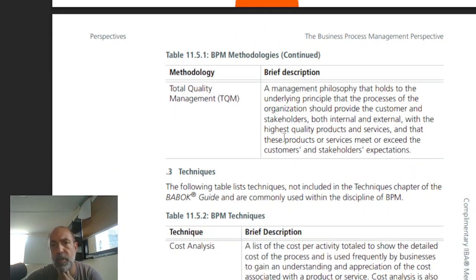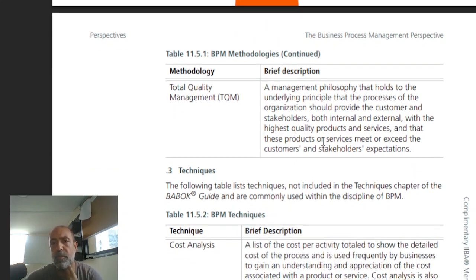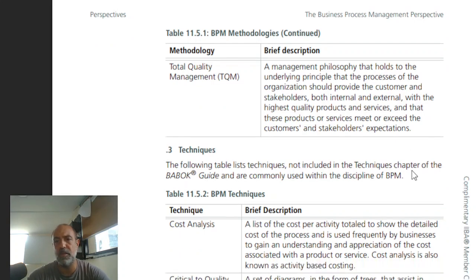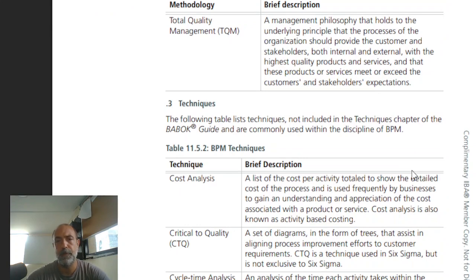Total quality management is a management philosophy that holds the underlying principle that the processes of an organization should provide the customer and stakeholders, both internal and external, with the highest quality products and services, and that these products or services meet and exceed the customer and stakeholders' expectations.